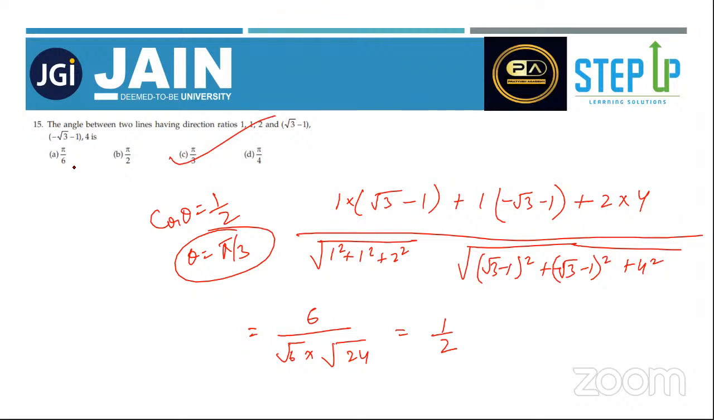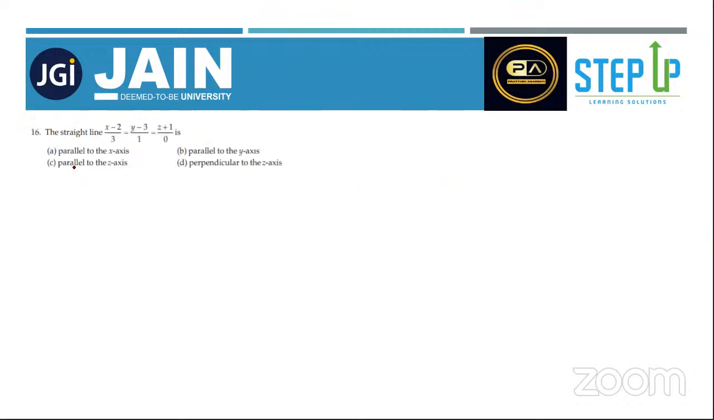Okay, guys. The straight line, this is parallel to x-axis, parallel to z-axis, parallel to y-axis, perpendicular to z-axis. What is the answer for question number 16? Since the Z part is 0, means the last part is 0, so it should be parallel to Z axis.